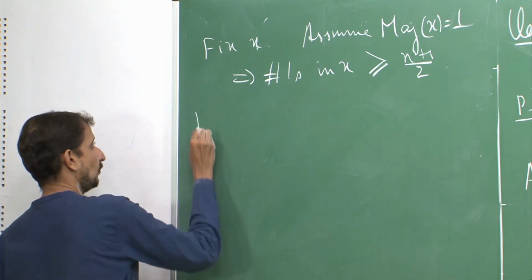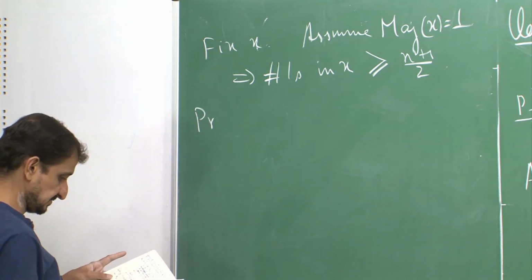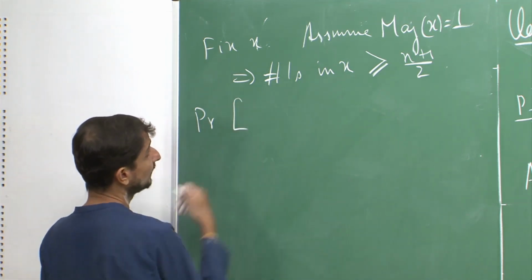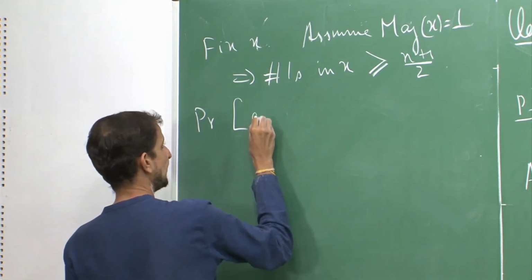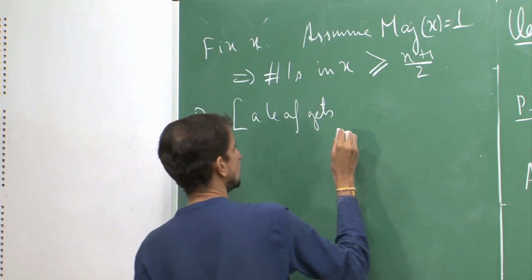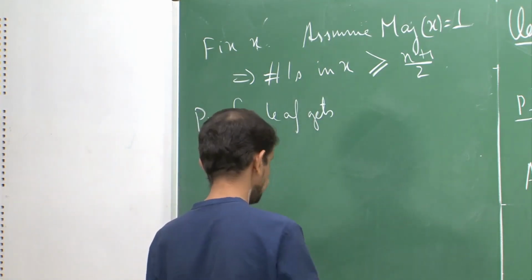Now, what is the probability? So, what else do we need? Okay. So, what is the probability that for a randomly chosen formula, a leaf gets value 1, right.